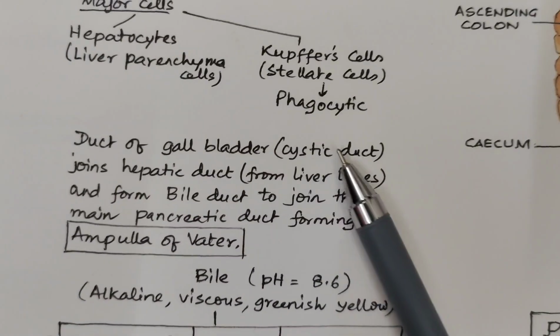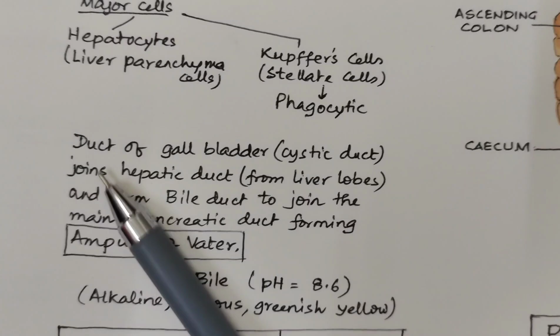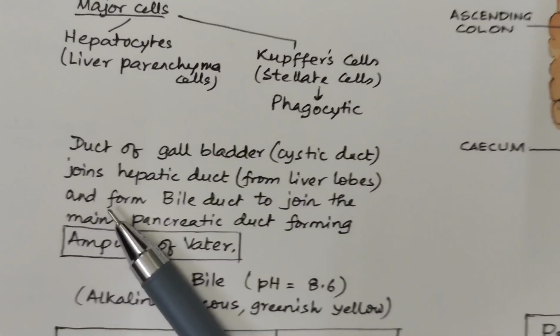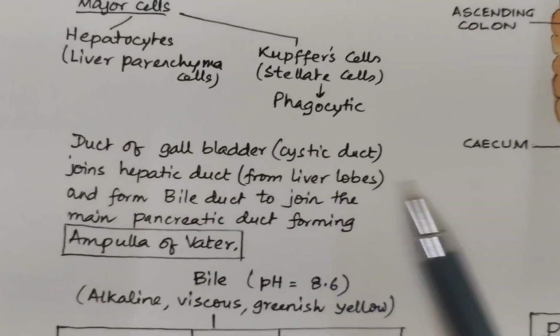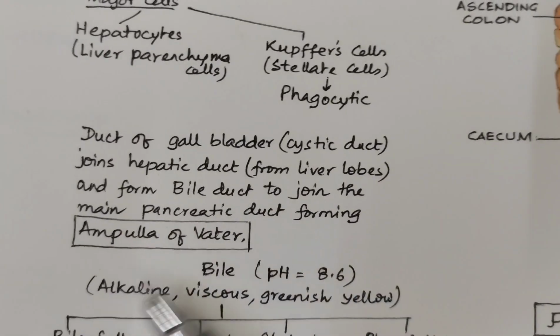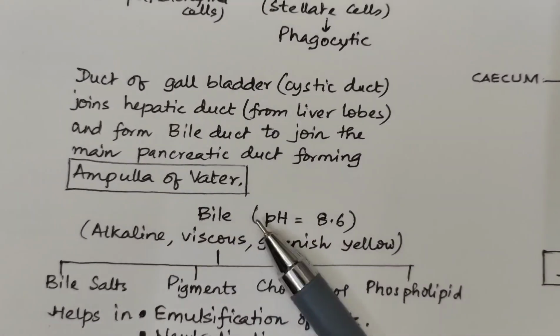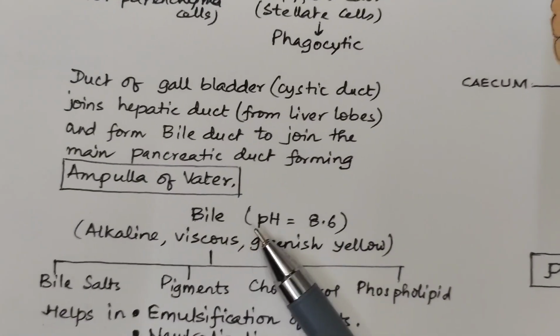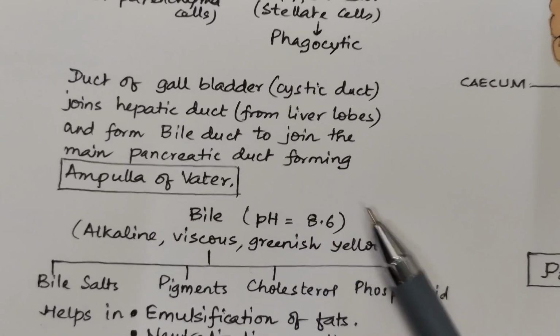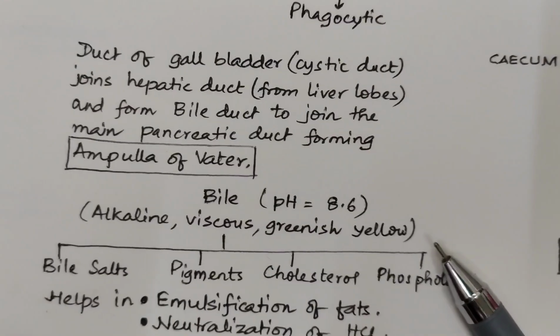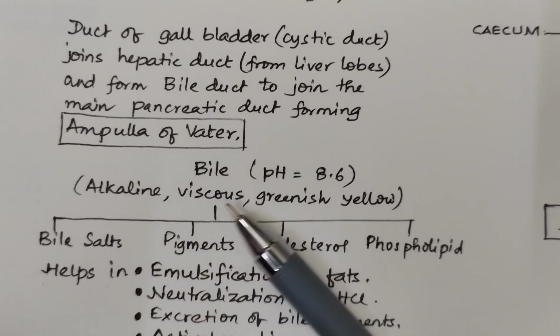The duct of the gallbladder is called the cystic duct, which joins the hepatic duct, meaning the duct from the liver lobes. They together form the bile duct to join the main pancreatic duct, forming the ampulla of Vater. The bile is a juice secreted from the liver. It has a pH of 8.6, meaning alkaline. It's viscous. It's greenish yellow in color. It's very bitter in taste.